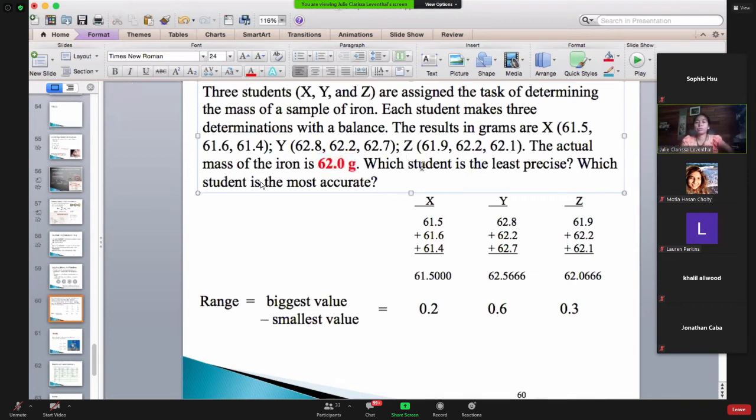Which student is least precise? Which student is most accurate? What do you think are the meaning of precise and accurate? Are they the same words? You said it's no. So then, based on this, do you think you have an idea which of these students is the least precise, which is most accurate? What do you think?